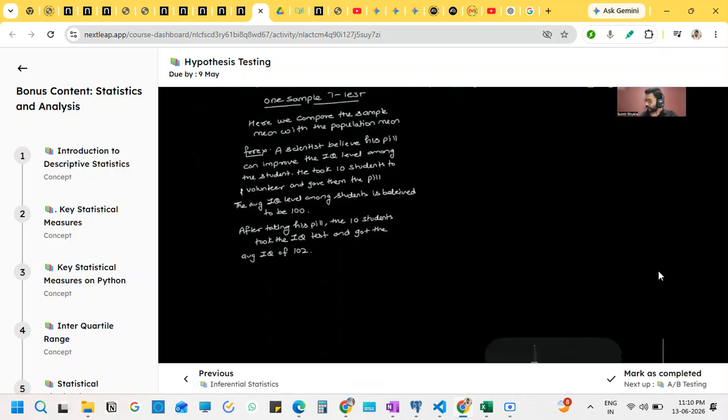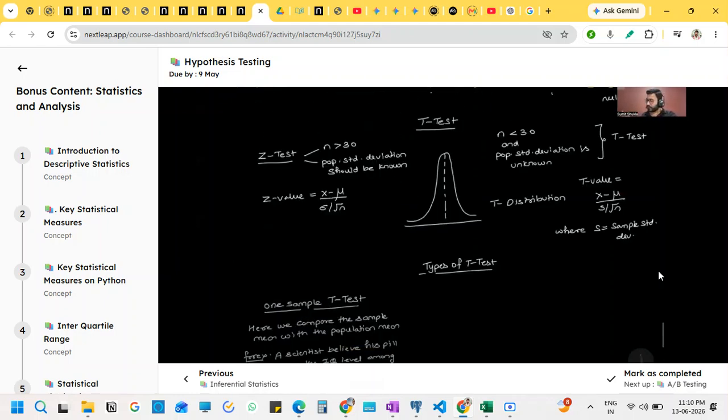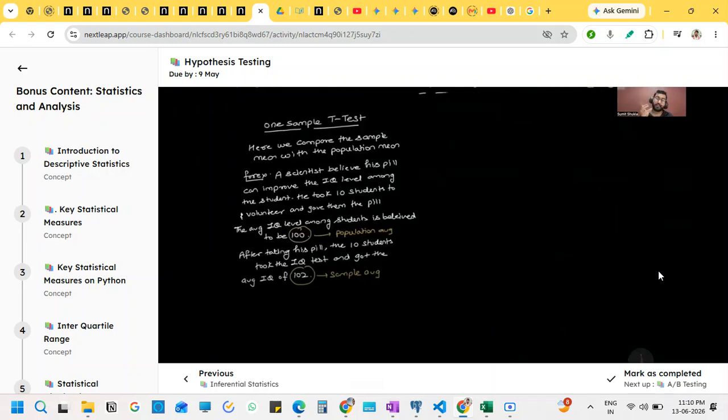Now here you can see that we have two values. This is your population average, so on average, it is believed that the IQ level among school students is 100. This is my sample average. We are trying to compare the population average with the sample average. Similarly, after carefully monitoring 35 services, I have a sample of 35 services, and that sample average came out to be 32.50, whereas it is believed that the average maintenance cost for this RK home services is 35. So this is known as the one sample t-test, where we compare the sample mean with the population mean.